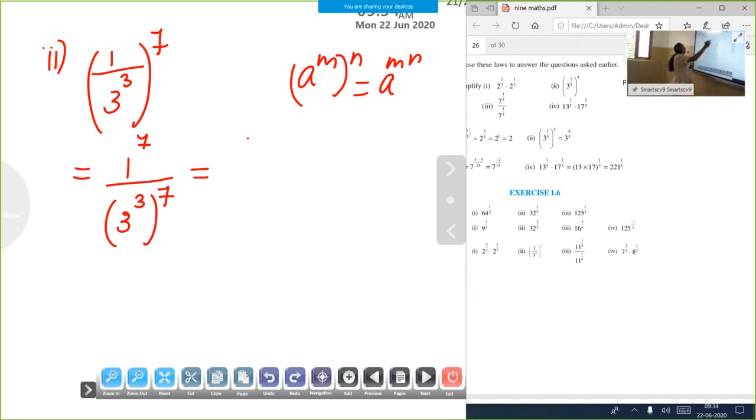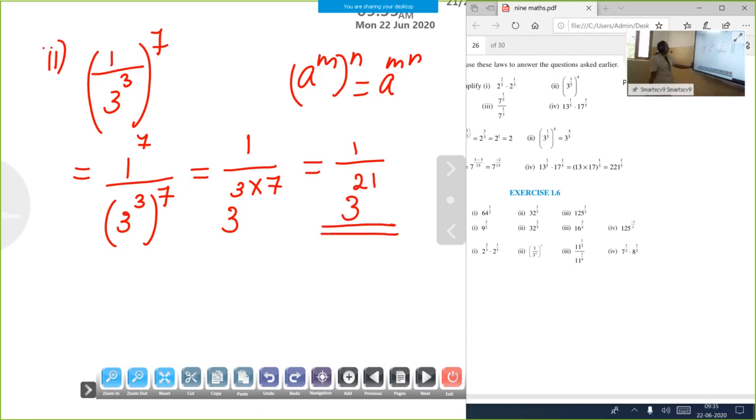1 raised to any number, the answer is 1 itself. 1 raised to 7 is 1 into 1 into 1 into 1. The answer is 1 divided by, what is 3 raised to 3 into 7? So we can write 3 raised to 3 into 7. The answer becomes 1 by 3 raised to 21.